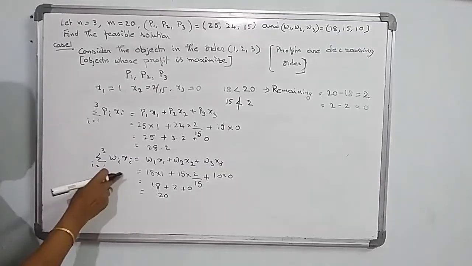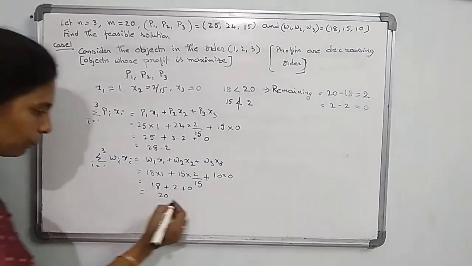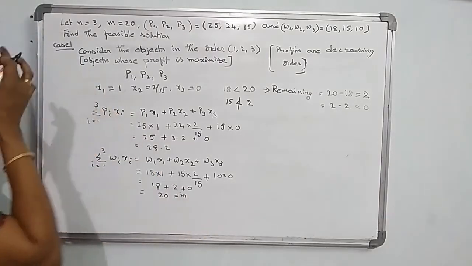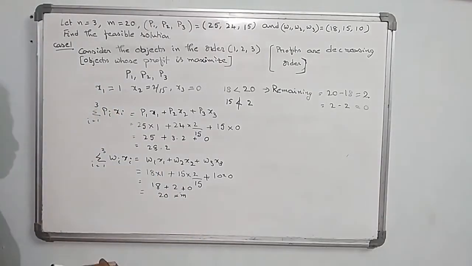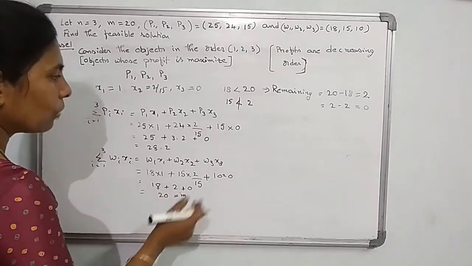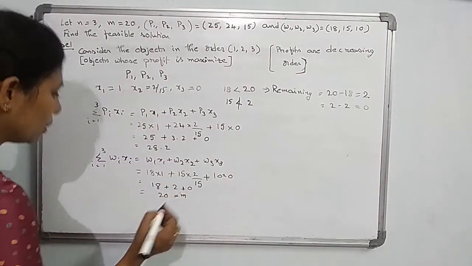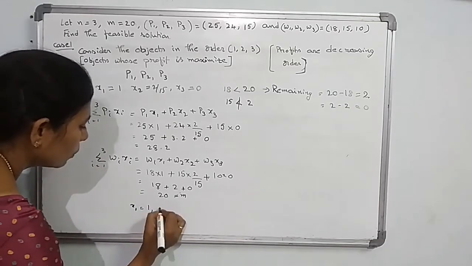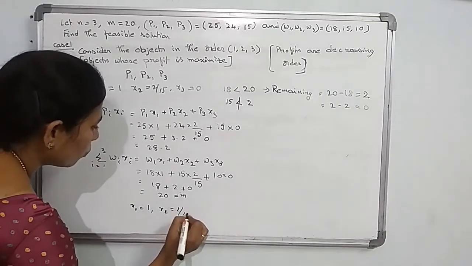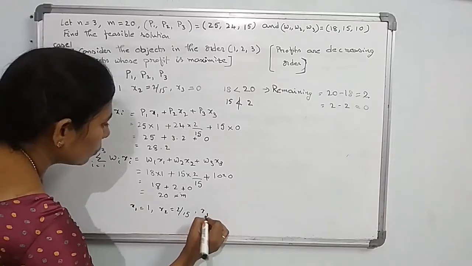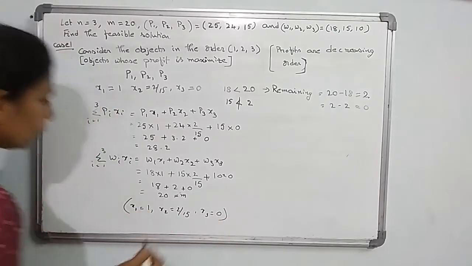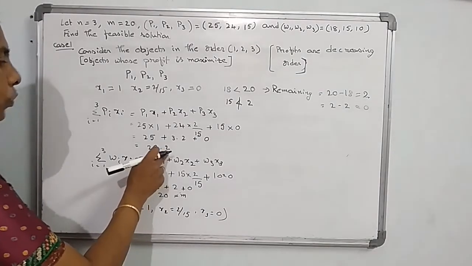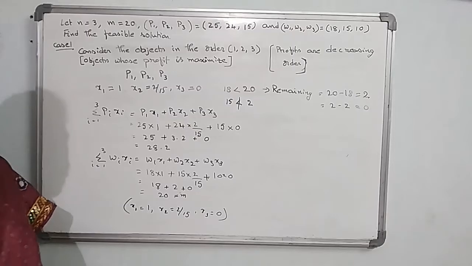So if you have taken this sigma wi xi, it must be less than or equal to m. So this is equal to m, this second condition. So this condition is satisfied. Whenever these conditions are satisfied, now we can consider the x1, x2, x3 values. That means x1 equal to 1, x2 equal to 2 by 15 and x3 equal to 0. So this is one of the solutions, and the profit comes to 28.2. So this is case 1.